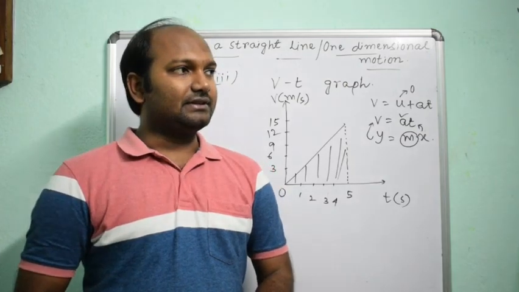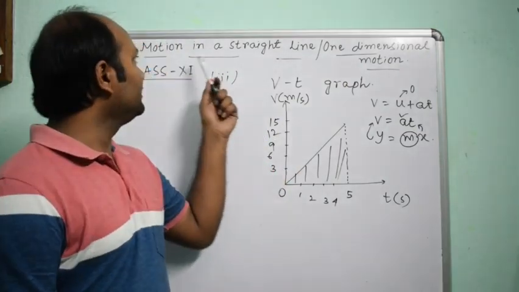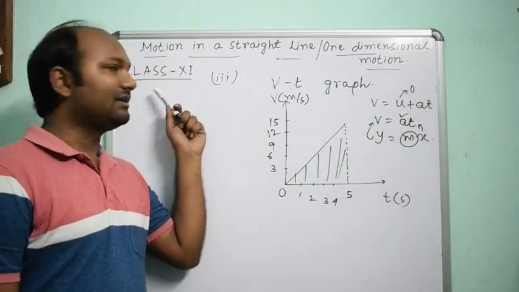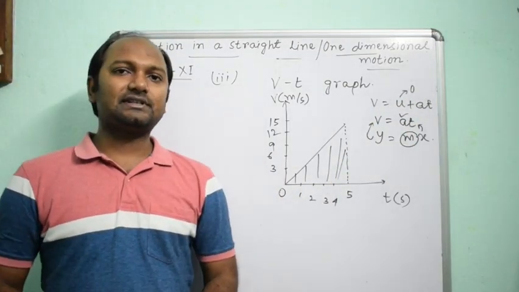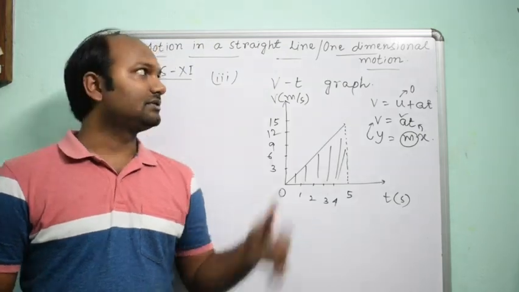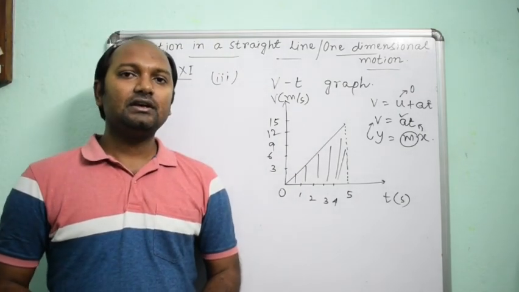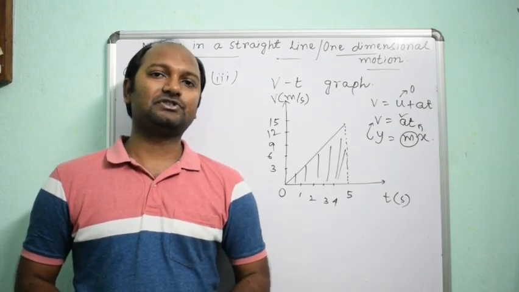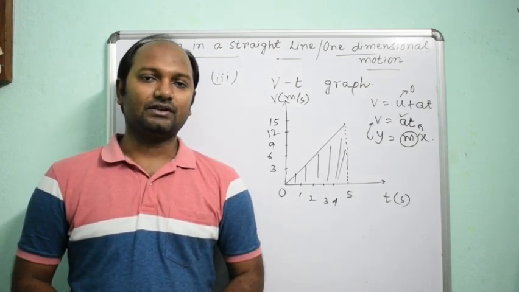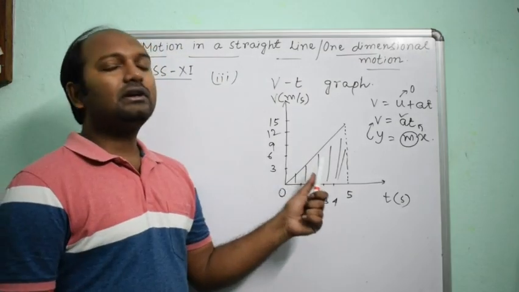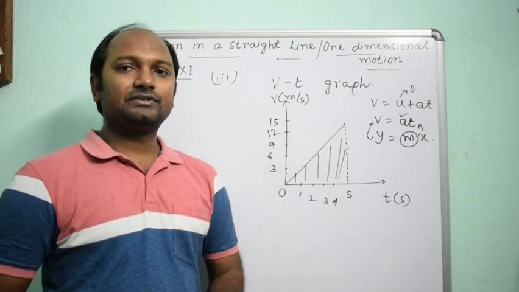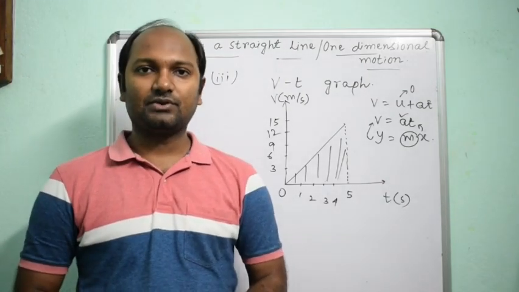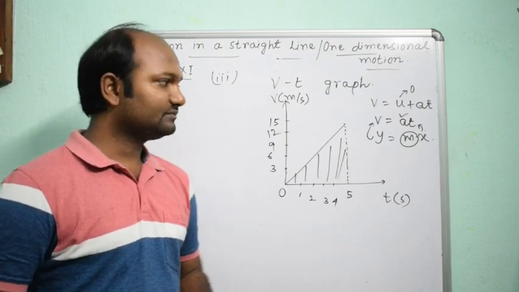Today's chapter is on motion in a straight line, or one-dimensional motion, for class 11. So it is the second lecture for this chapter. In the previous lecture, I explained up to the velocity time graph. Now we will calculate the acceleration and displacement from the velocity time graph.